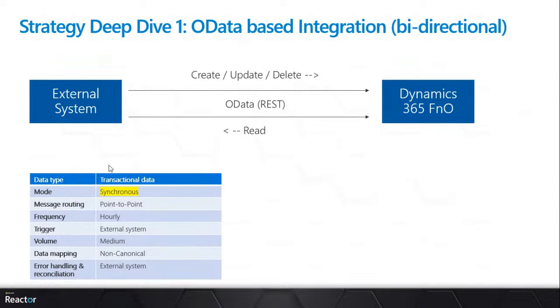So think about a scenario and try to read the slide from your left to right, where you can see here the external system, which is having the call with the Dynamics 365 FNO, whether it's a create, update, and delete, and getting a response from Dynamics 365. In terms of the categorization of the mode, it's synchronous, and the message routing method is point-to-point, because that is where the OData and the point-to-point bidirectional comes into picture.